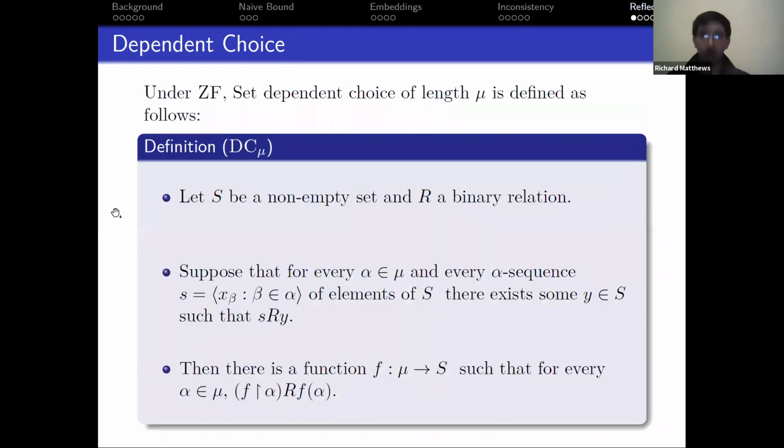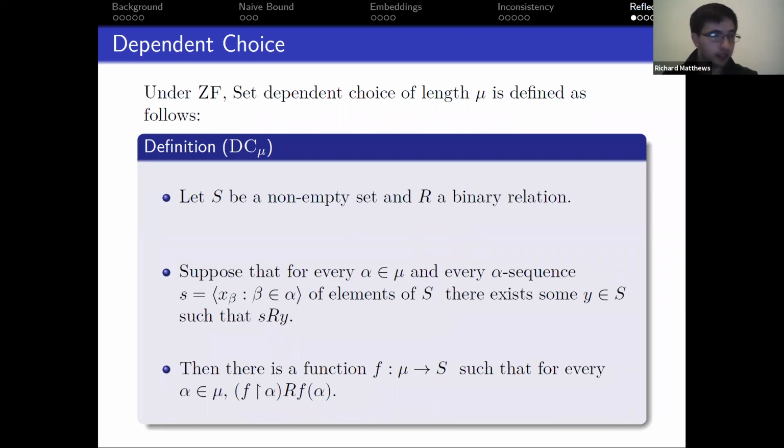Okay. So I'm going to use a slightly different version. Firstly, I would like to talk about dependent choice. Under ZF, we can define set dependent choice of length mu as follows. If S is a non-empty set and R is a binary relation, and we suppose that for every alpha in mu and every alpha sequence s of elements of S, we can find some y such that s is related to y, then we can find some function f from mu into S such that for every alpha, f restricted to alpha is related to f alpha.